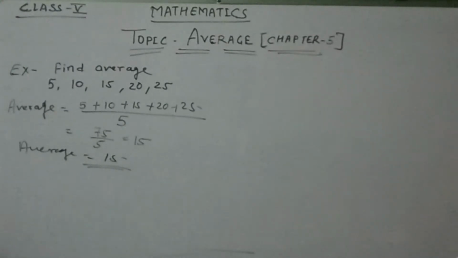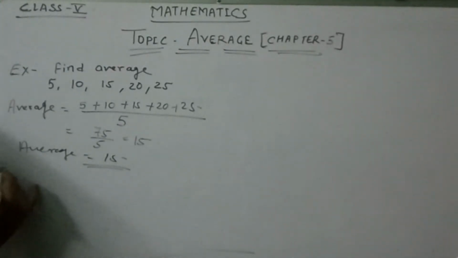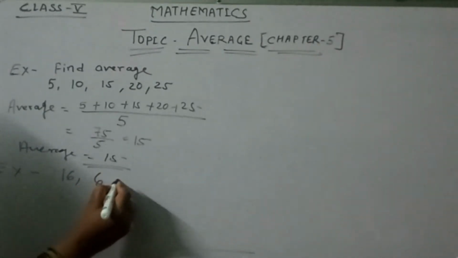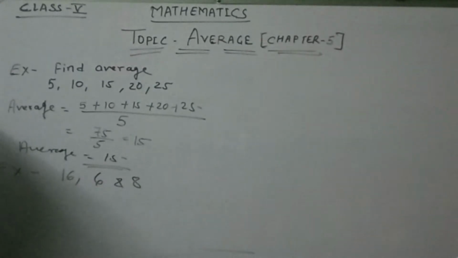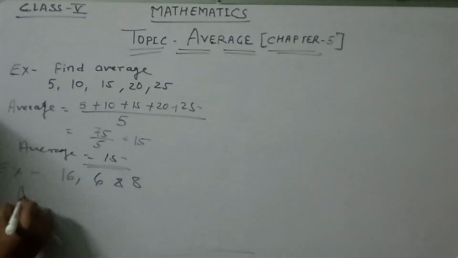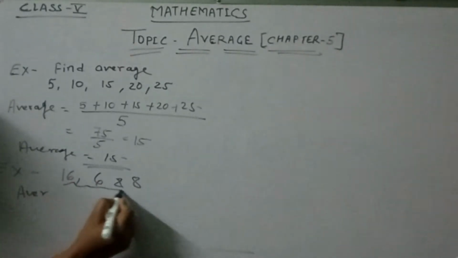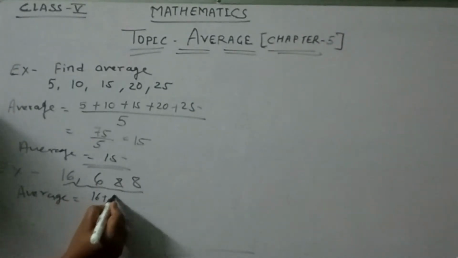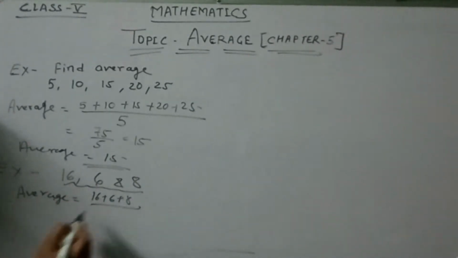Okay, another example I will take here. See, the example is 16, 6 and 8. What is the average of these numbers? 3 numbers are given, 1, 2, 3. So what is the average? You have to add together 16 plus 6 plus 8 and divide.